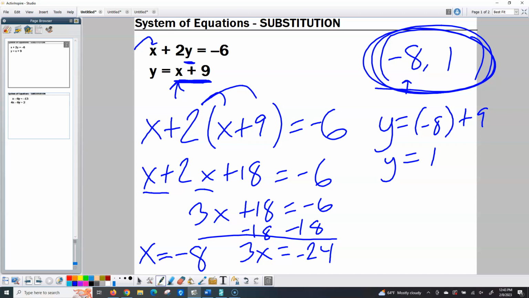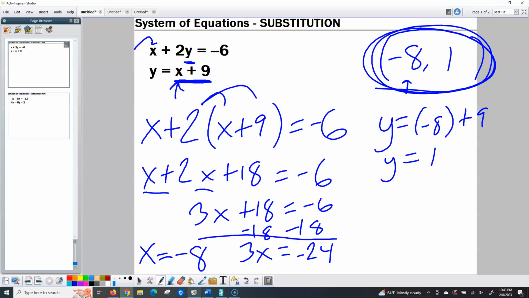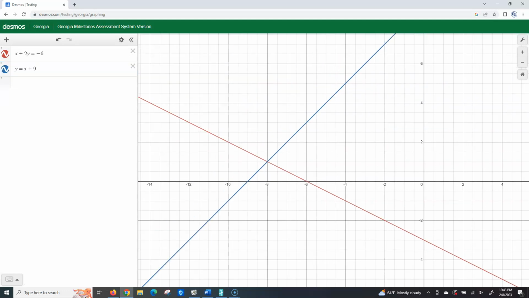I want to show you this on Desmos. So I've got x plus 2y equals negative 6. And I've also got y equals x plus 9. And if you'll notice on my graph, the point where those two lines intersect would be negative 8, 1. That was really convenient.